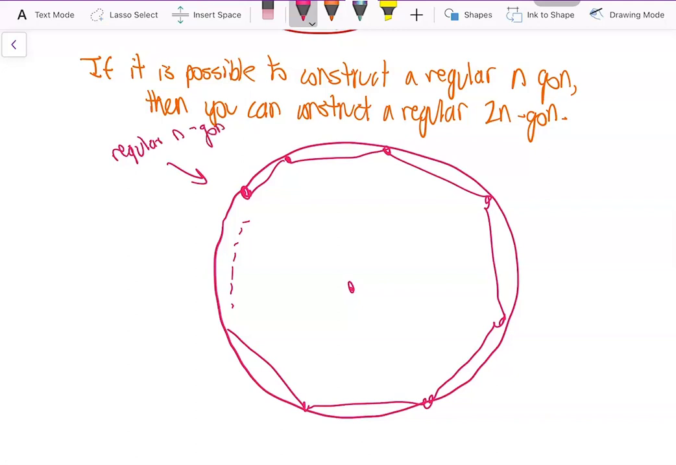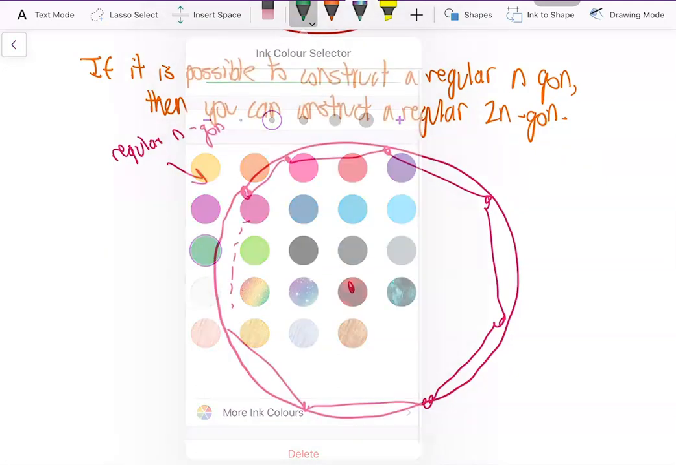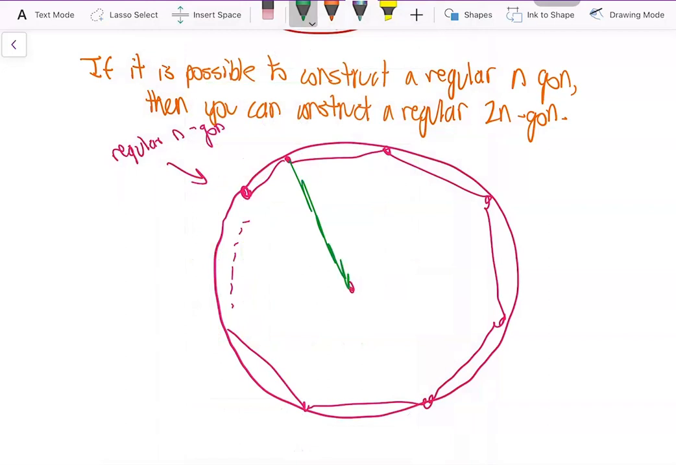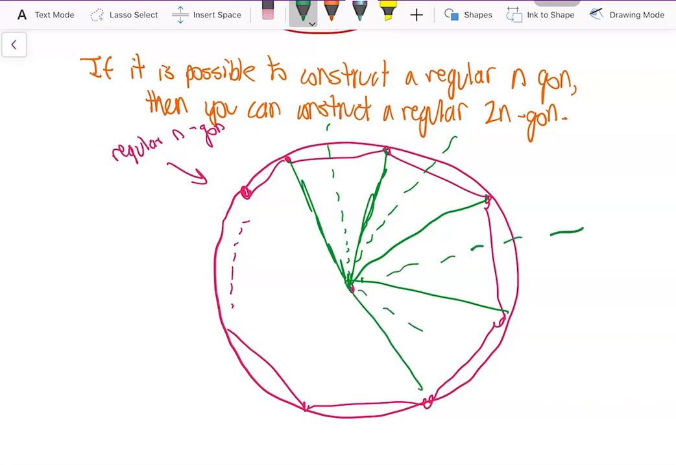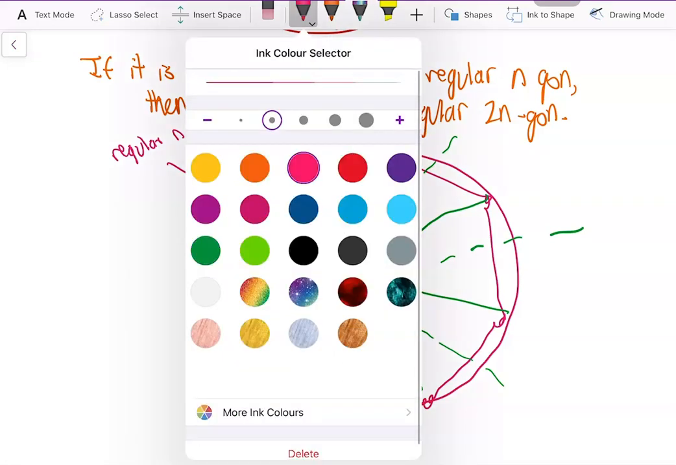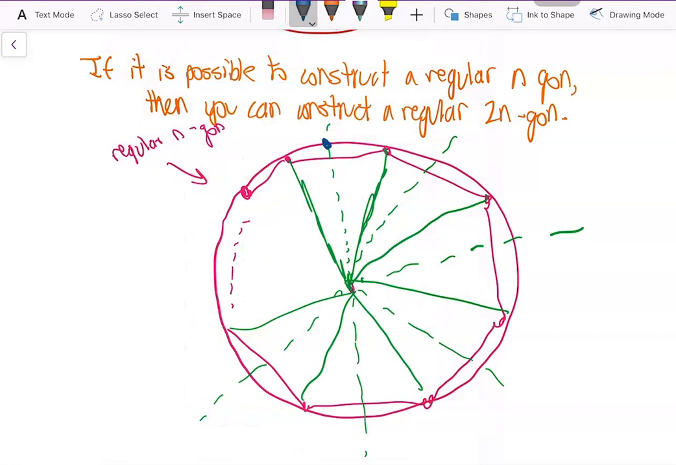And now what I'll do is have these angles here at the center of the circle. Now what I'll do is bisect every single angle at the center of the circle. This can be done using a compass and a straightedge. So I can bisect every single angle here in the whole n-gon. And now I'll make some new points on the circle.